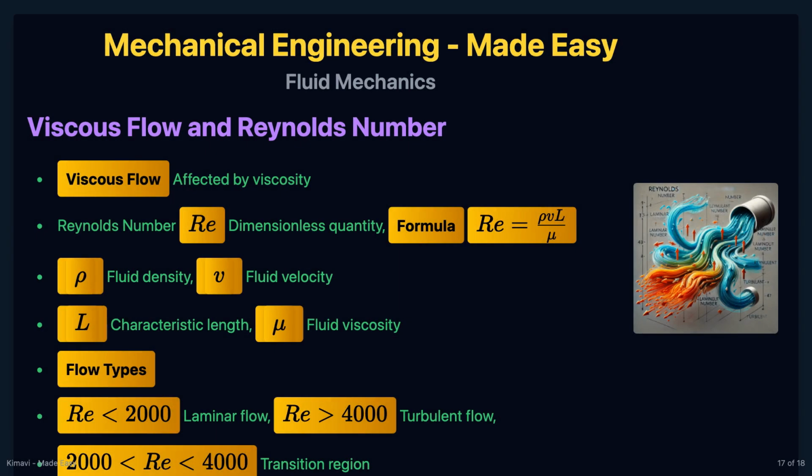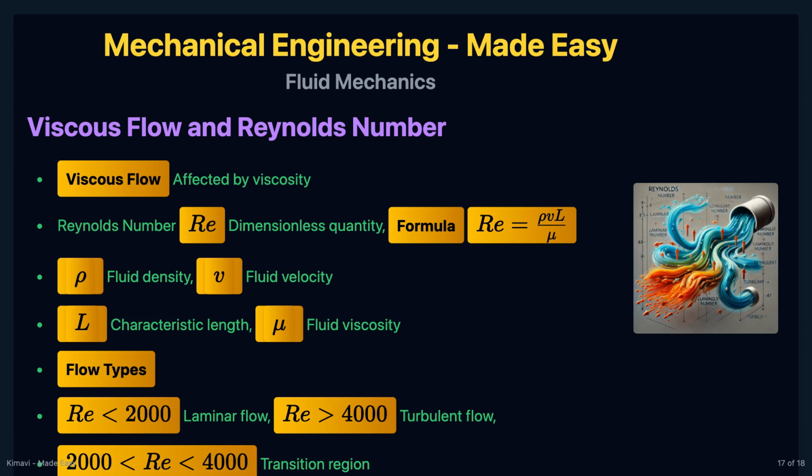Viscous flow refers to fluid motion that is significantly affected by viscosity. The Reynolds number, represented by the symbol Re, is a dimensionless quantity used to predict flow patterns in different fluid flow situations. It is defined by the formula Re equals ρVL divided by mu, where ρ is the fluid density, v is the fluid velocity, L is a characteristic length, and mu is the fluid viscosity.